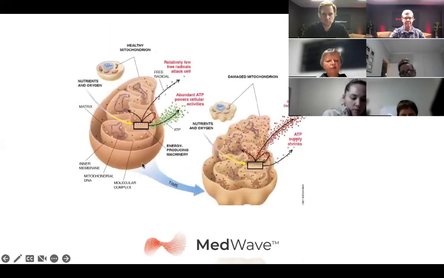And a diagram that you've seen before is where a mitochondria that's healthy is making a lot of very good, important cellular energy, ATP, and just a little bit of exhaust fumes in the state of what we call oxidative stress. And where redox is not working, there's a lot of exhaust fumes, not as much energy for the cell to do what it needs to do.